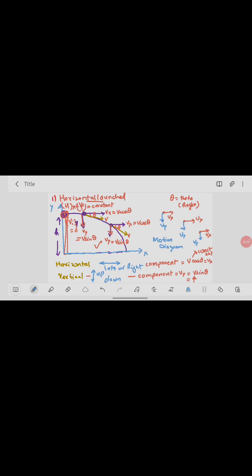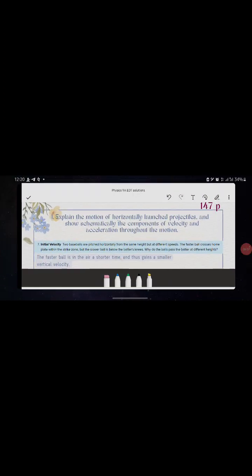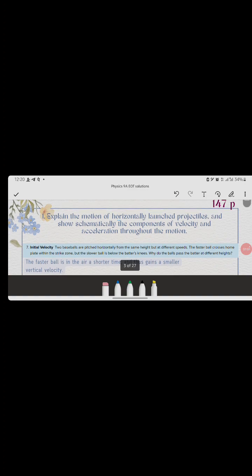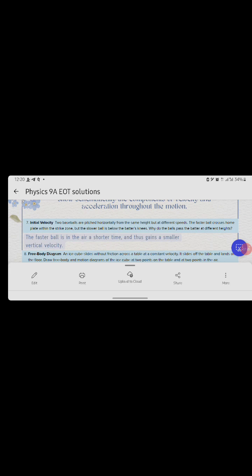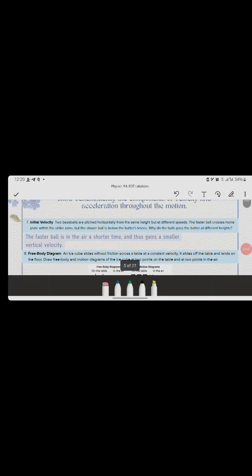Correct? So if you understand this, based on this horizontal launched projectile, there are two questions they have mentioned over here. What are the two questions? The first question is, the baseballs are pitched horizontally from the same height, but at different speed. The faster ball crosses home plate within the strike zone, but the slower ball is below the batter's knees. Why do the balls pass the batter at different heights?